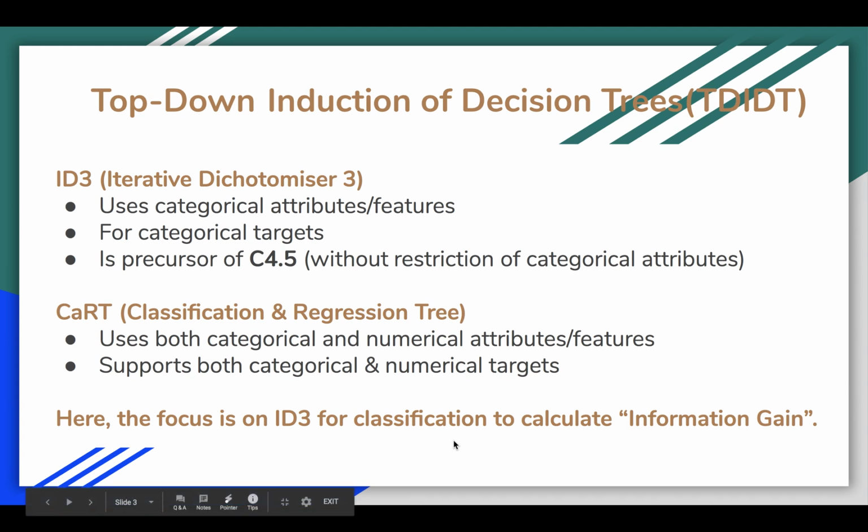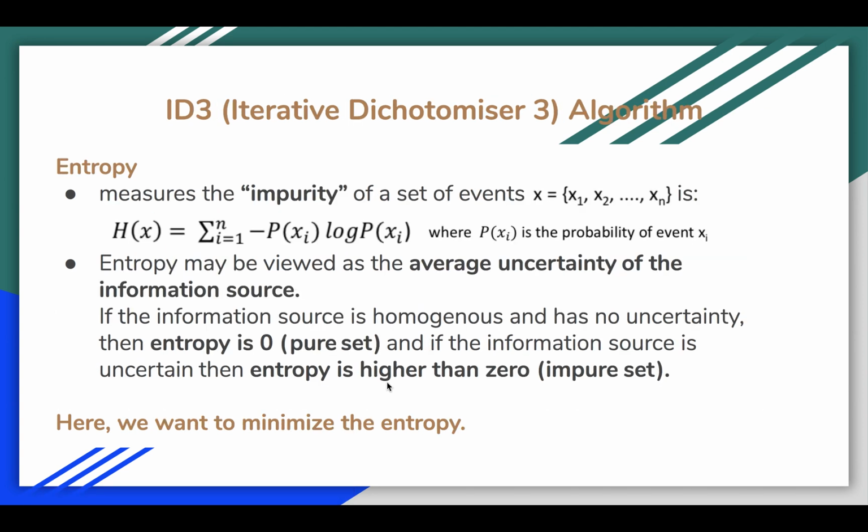So before I go through the information gain, I will introduce a very important concept: entropy. So what is entropy? Entropy measures the impurity of a set of events. We can look at the formula here. This is H(X). H(X) is equal to the sum over the events of minus the probability of xi times the log probability of xi. So the entropy may be viewed as the average uncertainty of the information source.